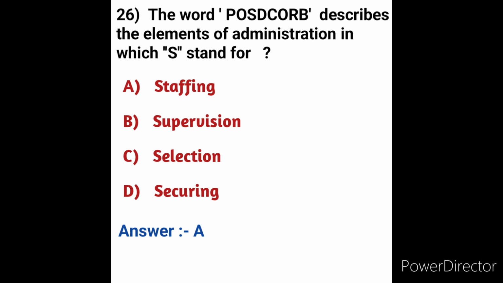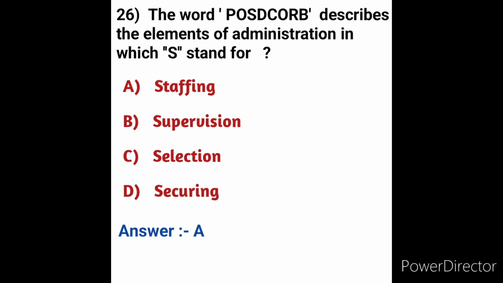In POSDCORB, P means planning, O means organizing, S means staffing, D means directing, CO means coordinating, R means reporting, and B means budgeting. Planning, organizing, staffing, directing, coordinating, reporting, and budgeting. Here S stands for staffing. Option A is the correct answer. POSDCORB was created in the year 1937.